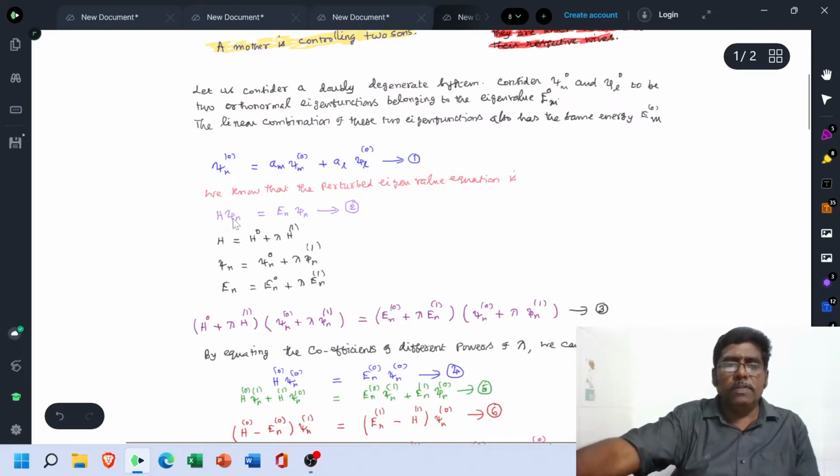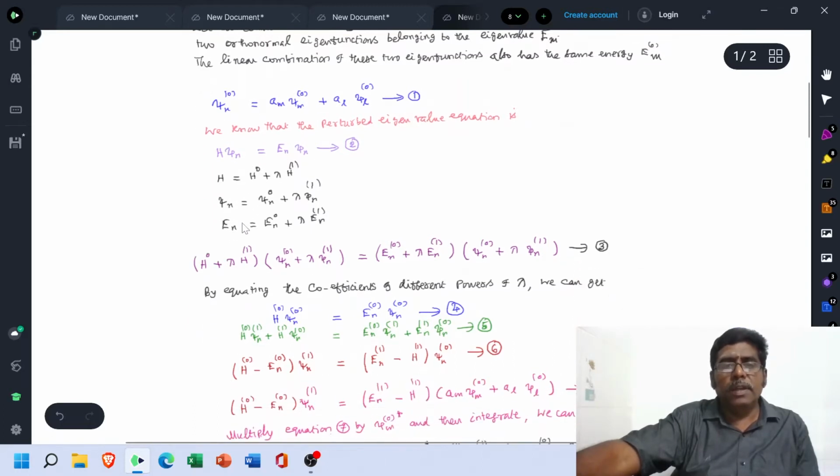Now H psi n equals En psi n is the perturbed eigenvalue equation. The value of H equals H0 plus lambda into H1. H0 is the unperturbed energy level. H1 is the perturbed energy level. Then psi n is represented in the same form, psi n0 plus lambda psi n1. En is also written in this form, En0 plus lambda into En1.